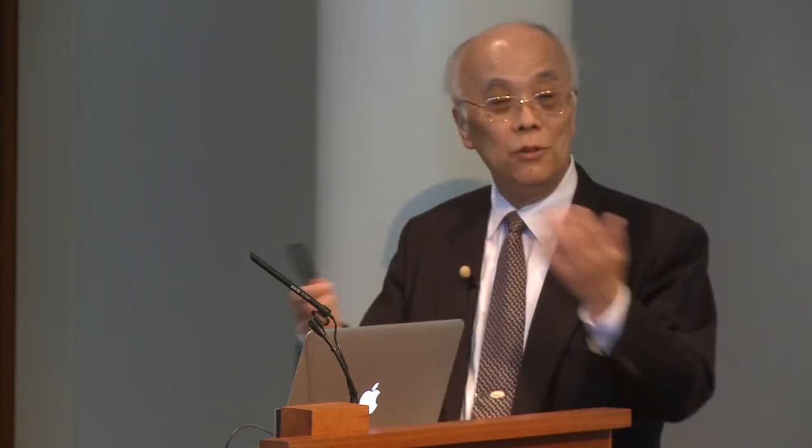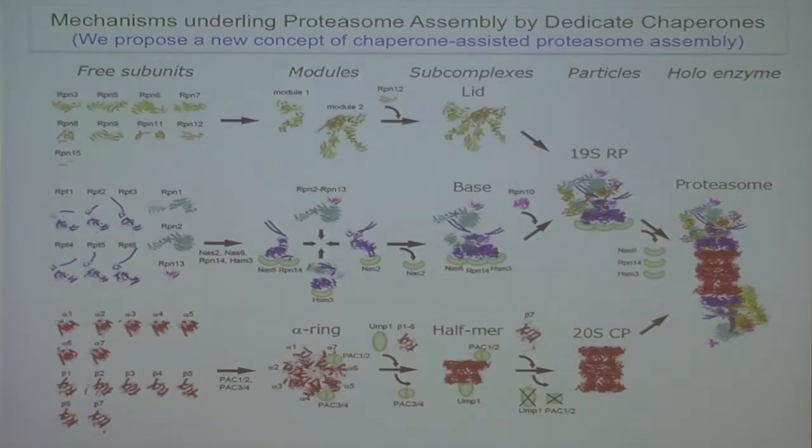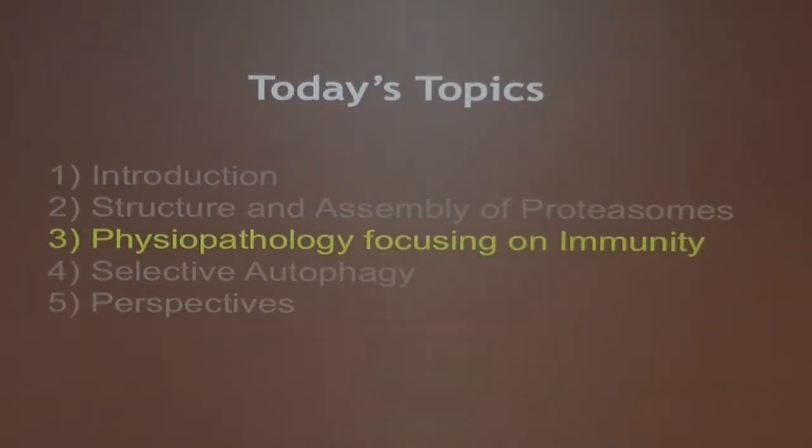So what we have found is 10 proteasome-associated chaperones. We think this is a very new concept of macromolecular assembly. As you know, the cell has many complexes, typically the ribosome and spliceosome, but nobody knows their assembly mechanisms. We succeeded in proposing the new concept, so our result may influence other studies to elucidate assembly mechanisms. So I'd like to talk about the third part, the physiopathology.